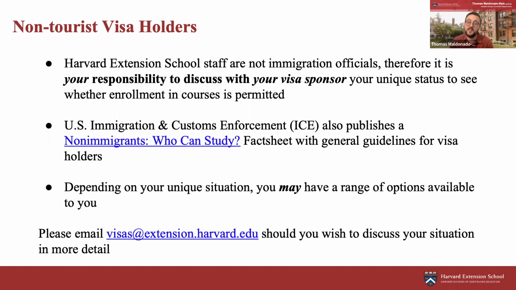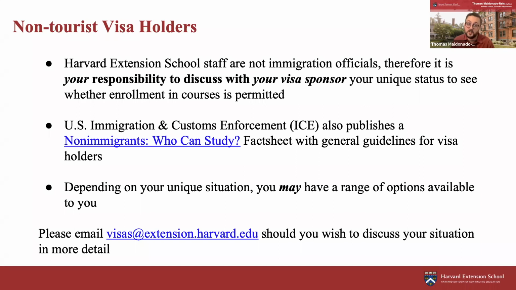It is ultimately in that conversation with that sponsor that you're going to be able to understand what you can and cannot do. However, U.S. Immigration and Customs Enforcement, also known as ICE, publishes a handy little fact sheet called Non-Immigrants Who Can Study, with general guidelines for what the restrictions may be for you to be able to study here in the U.S. on a part-time basis. And it breaks down each of the different visa categories and what might be possible for you.